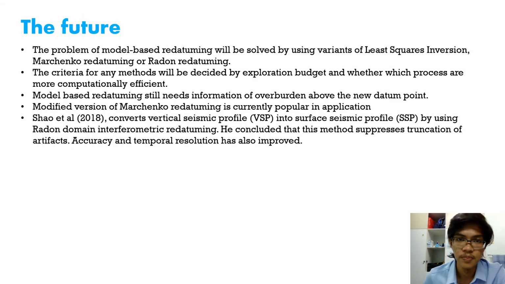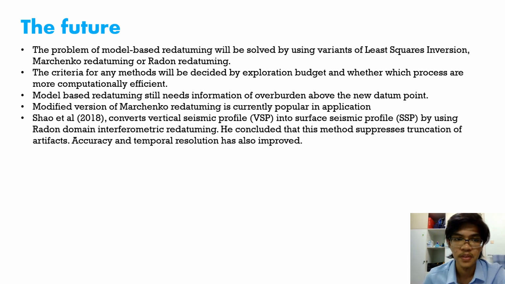In the future, the problem of model-based redatuming will be solved by using various least squares inversion methods, Marchenko redatuming, or radon redatuming. However, the criteria for any method that is going to be used will be decided by the exploration budget and which process is more computationally efficient. Because model-based redatuming still needs a lot of information above the new datum point, most of the time a modified version of Marchenko redatuming is currently popular in application.